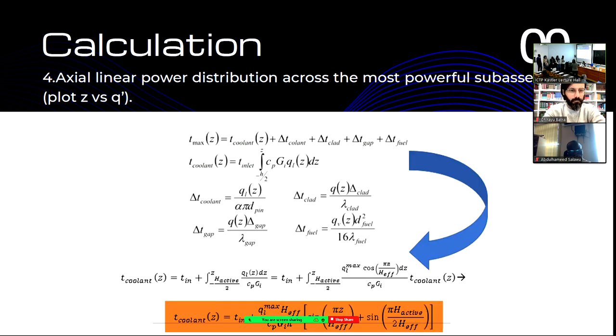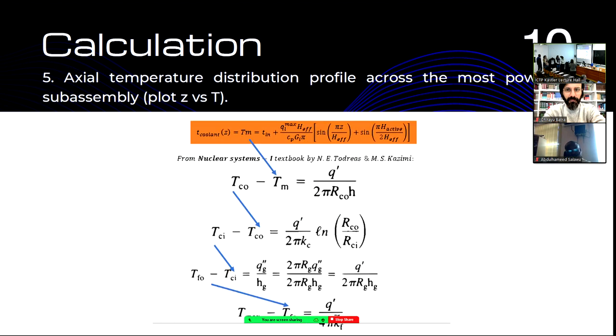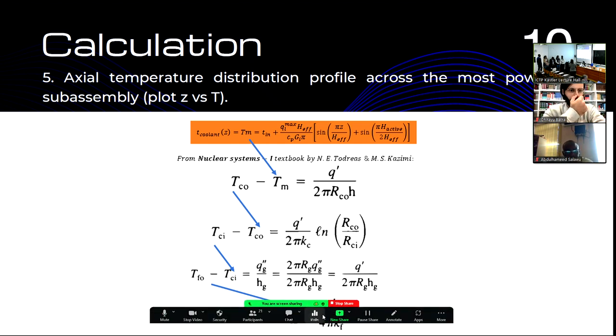Next, we want to obtain the axial linear power distribution across the most powerful subassembly. Vladimir gave us this formula, but there were some mistakes, so we corrected it, and then we obtained this final formula for the axial coolant temperature profile like this. By using this formula, we can obtain the other temperature profiles: cladding outlet, cladding inlet, fuel outlet, and fuel center line. These formulas are obtained from the Todreas textbook.